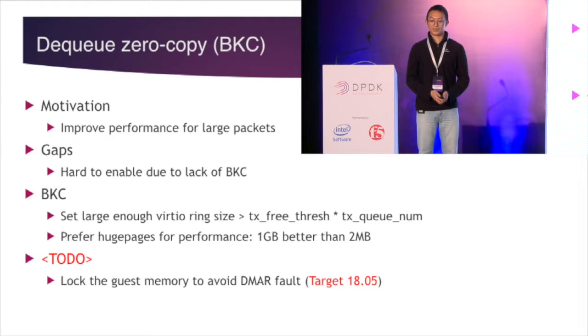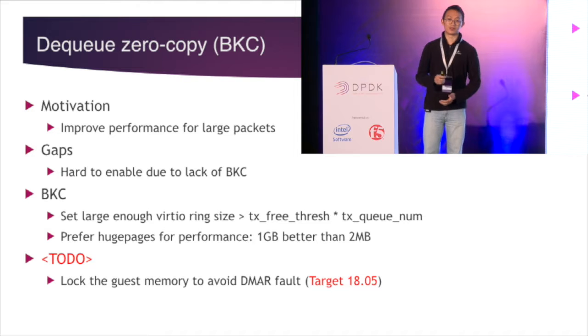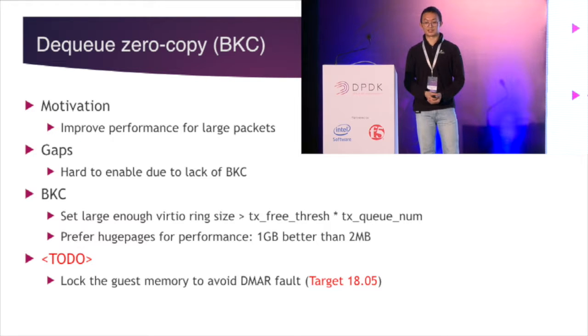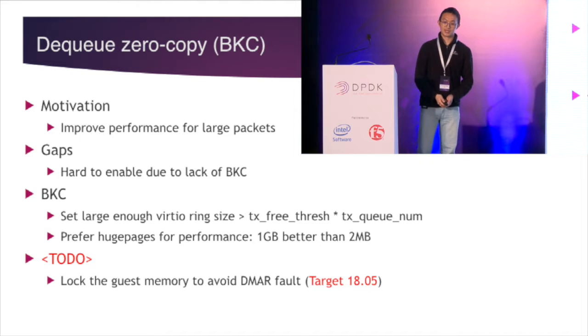So we prefer 1 gigabyte huge pages because of the memory translation. For the NIC, you have to use the real hardware address, and in that case DPDK will do the translation. If you use 2 megabyte huge pages, there are going to be a lot of lookups, and performance might not be that good.